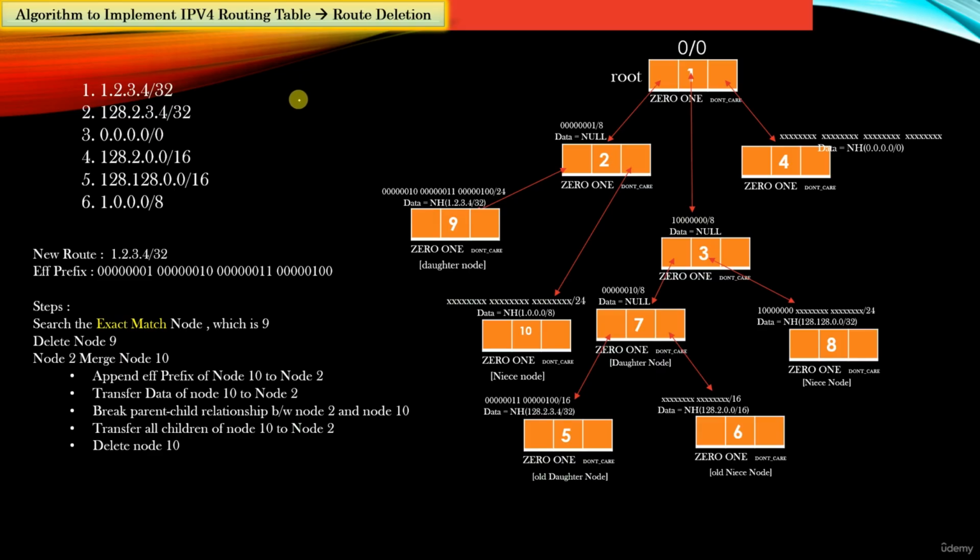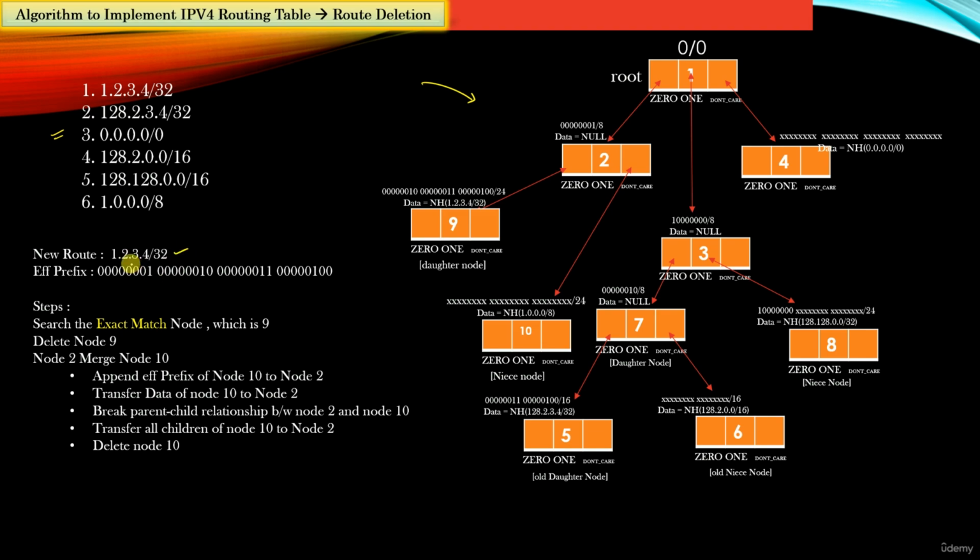So guys, now let us go through the example in which we will discuss how a route can be deleted from the mtry data structure. You can see that this is the mtry data structure which is already built, because at this point in time these 6 routes have been inserted into it. Now let us delete each of these routes one by one, starting with the first route.